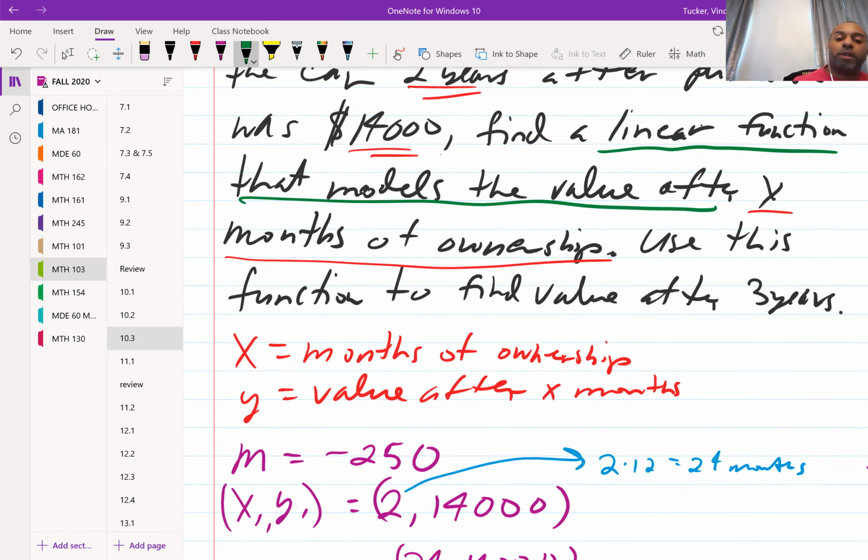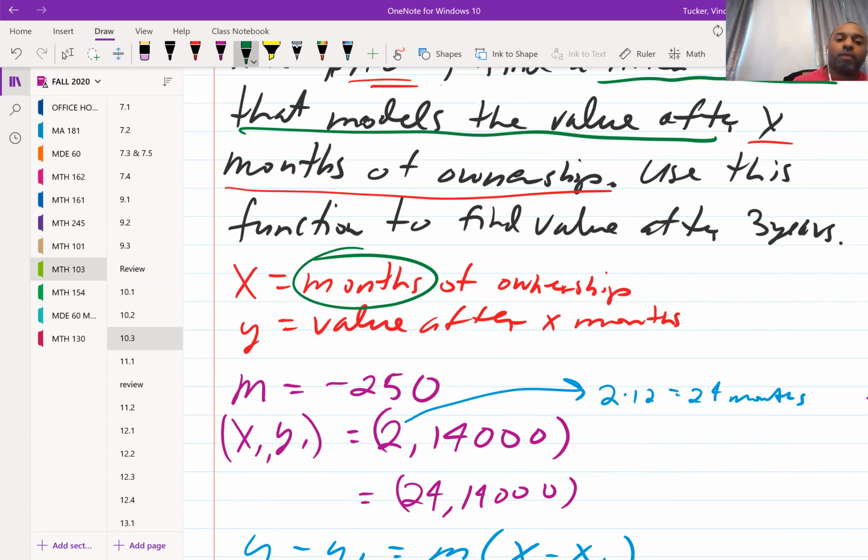But we also have to be careful that we're dealing with months after ownership. So we do need to convert those 2 years to months. And that's why we have 24 and 14,000. So make sure we're good with the given information before we go any further.